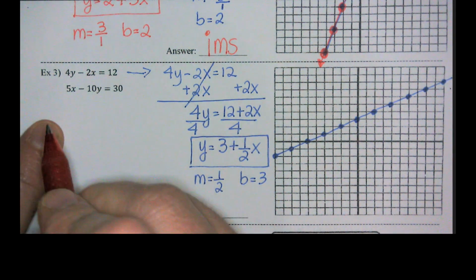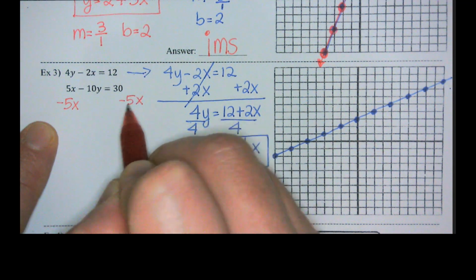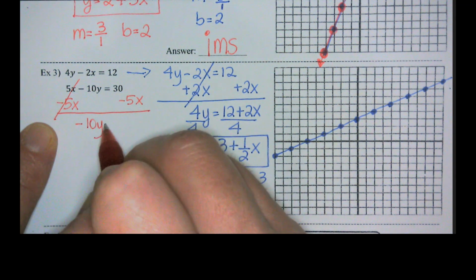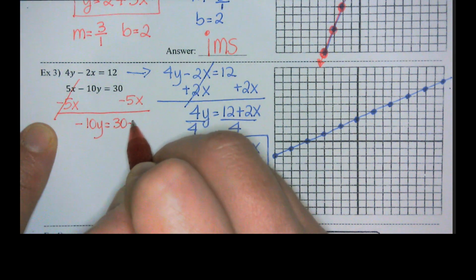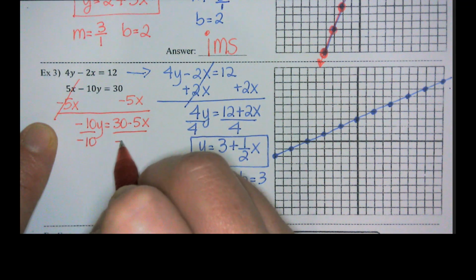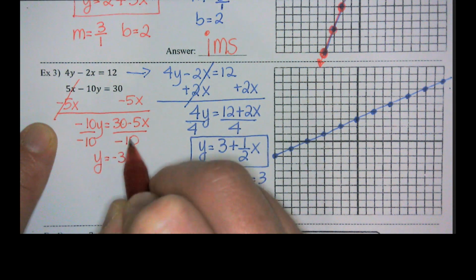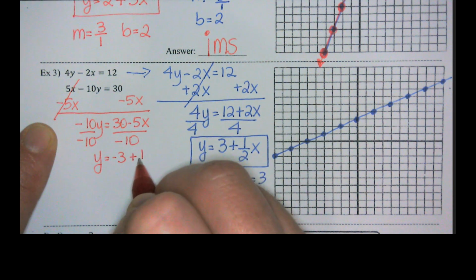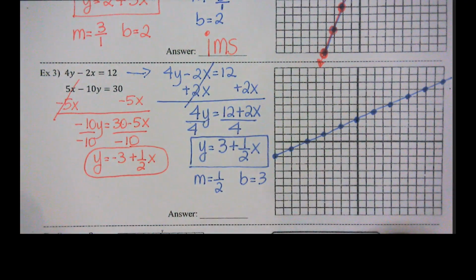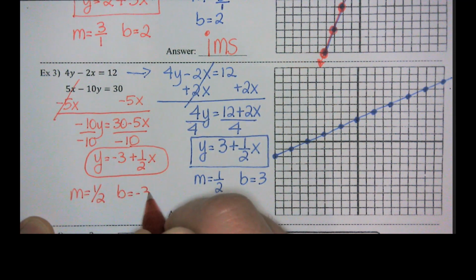For my second line, I need to get the y alone, so I'm going to subtract 5x from both sides. 5x cancels. I'm going to get negative 10y equals 30 minus 5x. I'm going to divide both sides by negative 10. We get y equals 30 divided by negative 10 is negative 3, and negative 5 divided by negative 10 is positive 1/2 x. So my slope here is 1/2, and my b is negative 3.